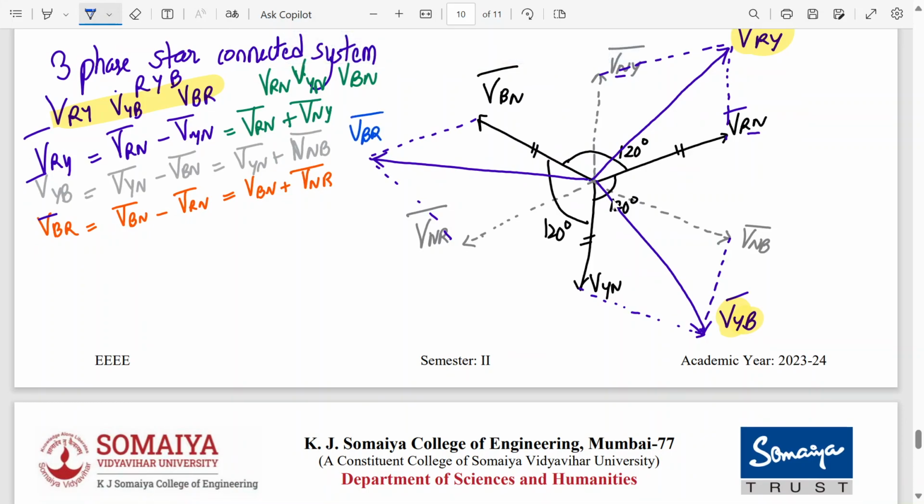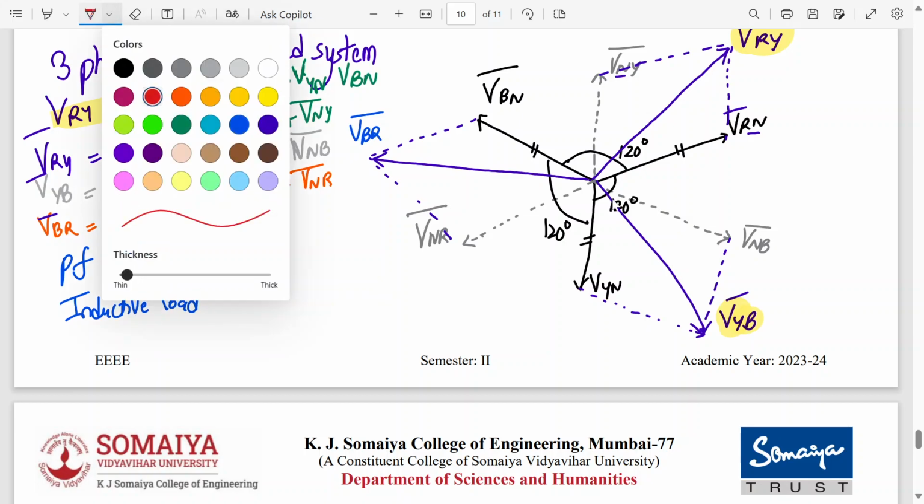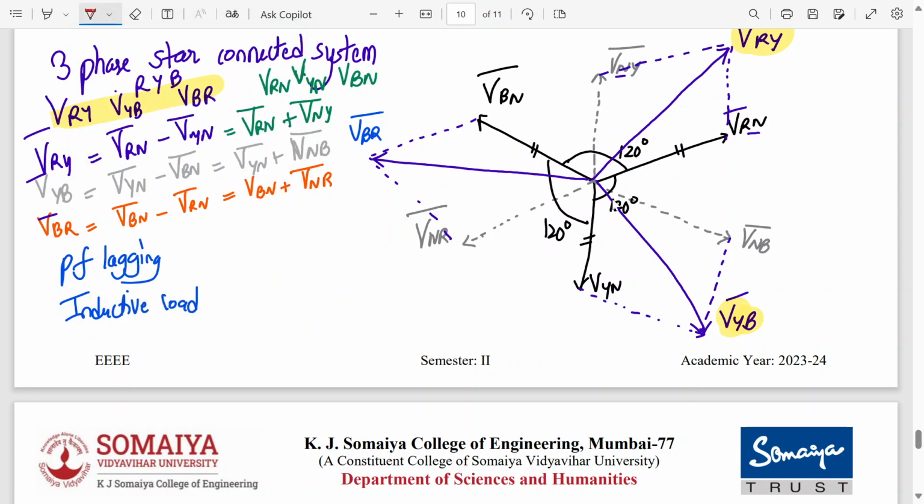So this is VBR. Now it's an inductive load because the power factor is lagging. So we have an inductive load. So where will you draw the currents? Current also we have to draw. Current is lagging, right? So current is lagging behind the voltages in an inductive load. So where will I draw it? Behind the voltage. So tell me, where will I draw current?